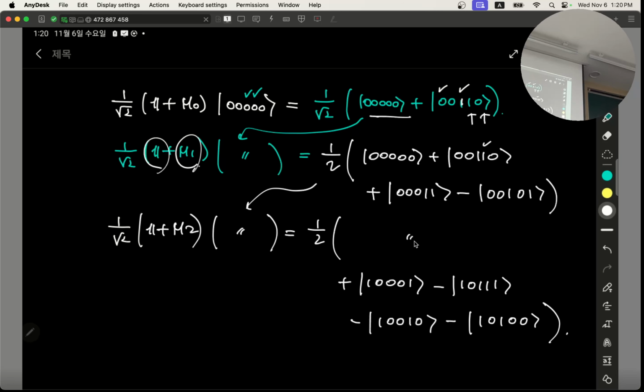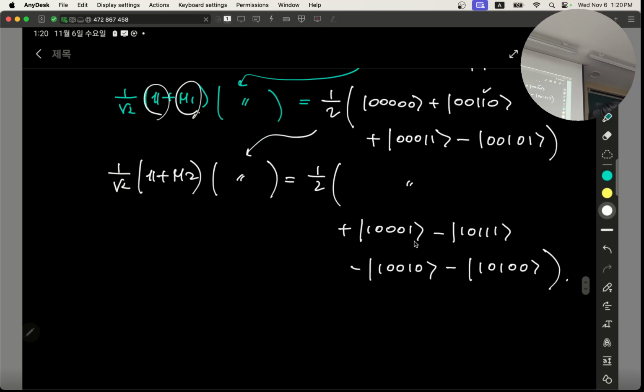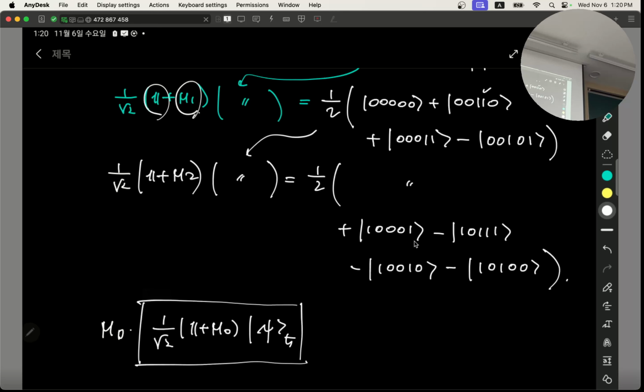So I don't want to do it anymore because what we are doing here is actually getting an eigenstate. We are trying to get an eigenstate. What does that mean, the eigenstate? So let's say, what happens when I apply M0 after I apply 1 plus M0 onto any state, psi. So let's say it's a 5-qubit state. Psi is a 5-qubit state. So after I apply this gate, I apply M0 gate again.